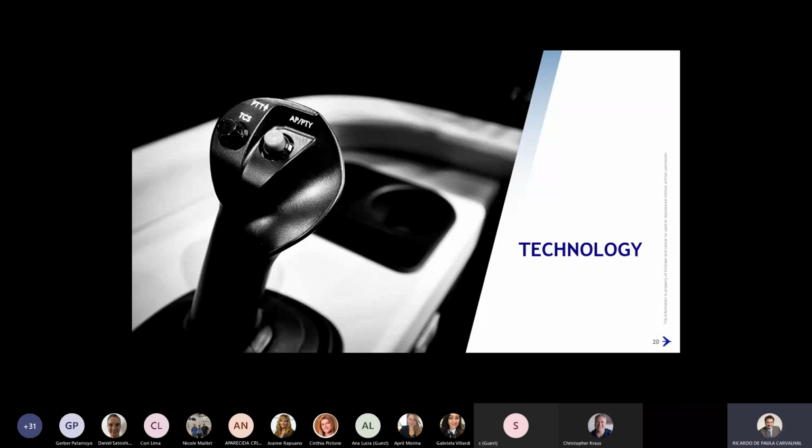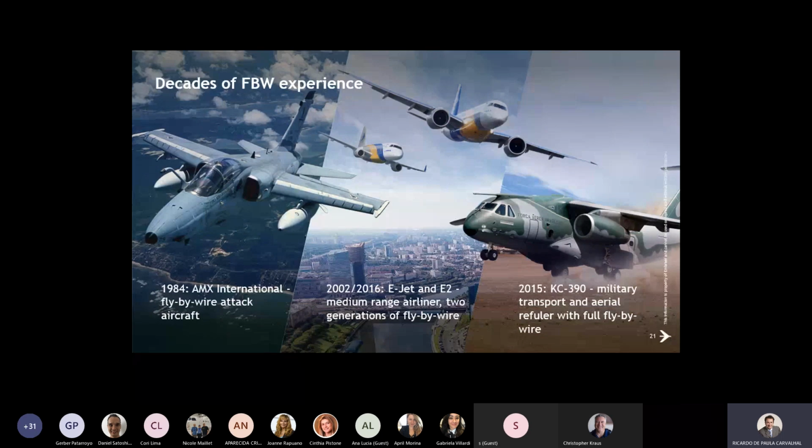This is the only airplane in its class that can do this operation in the way you saw it. Okay, and this is a very important selling point of our Praetor family. And the reason why we can do that is very related to the fly-by-wire system. And I would like to talk a little bit about that.